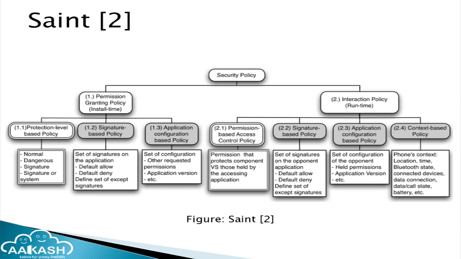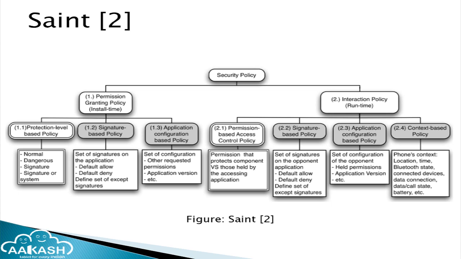The next part is application configuration based policy. It considers the requested permissions. Whatever permissions that particular application has requested, based on that, the application will be allowed to install or denied installation. It may also cover the application version. Say a particular version has some kind of bug and that bug has been rectified in the next version, then you can define a policy saying that an application version lower than this shouldn't be allowed to install. So these two were the parts of install time policies.